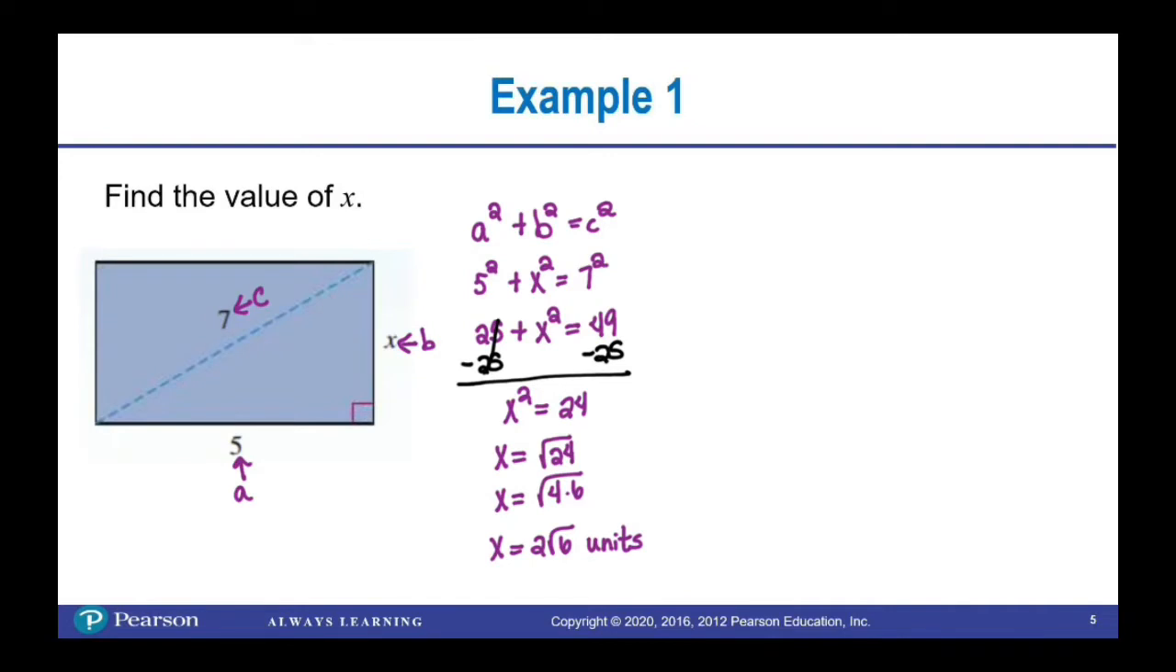You can also type in the square root of 24 into your calculator. Read MyMathLab carefully to see how many decimal places they ask for, and here you would get 4.899, and again our units are just units because we don't know if they're inches or feet or miles or meters. Notice here I used the approximately symbol because we did round.